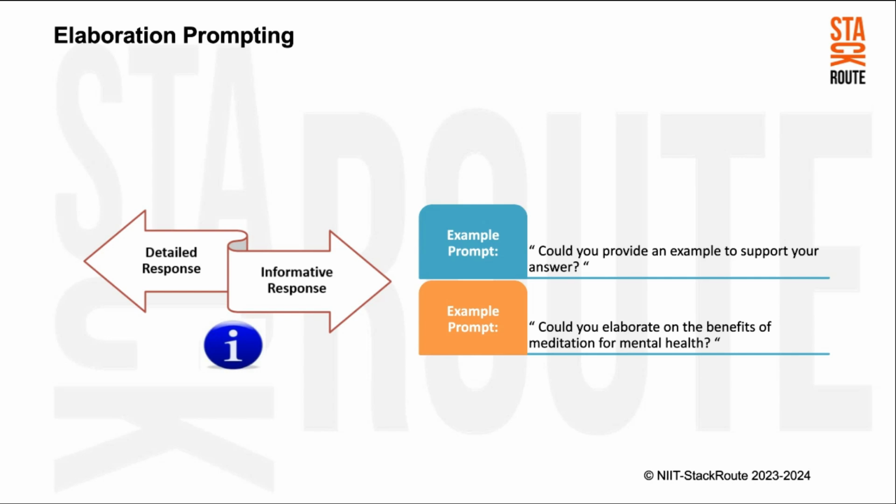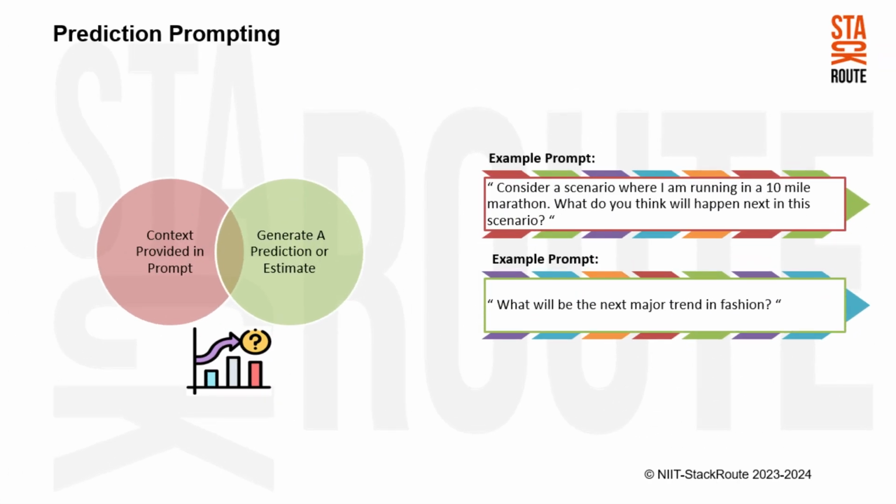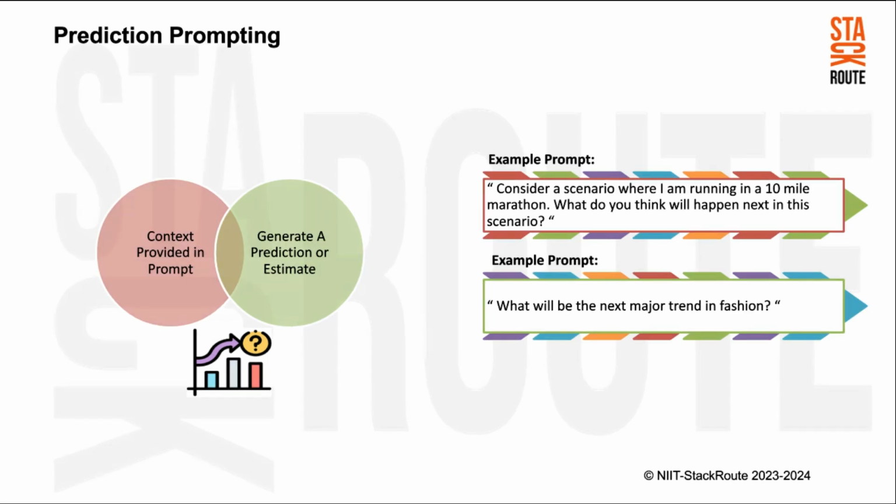Now let us see another type of prompting, that is prediction prompting. A prediction prompt in ChatGPT is a type of prompting that asks the model to generate a prediction or estimate about a future event or outcome based on given information or context. Take an example: consider a scenario where I am running a 10 miles marathon. What do you think will happen next in this scenario?